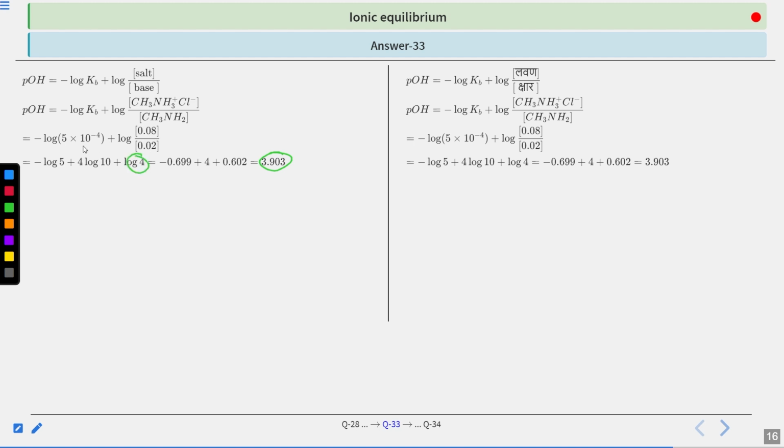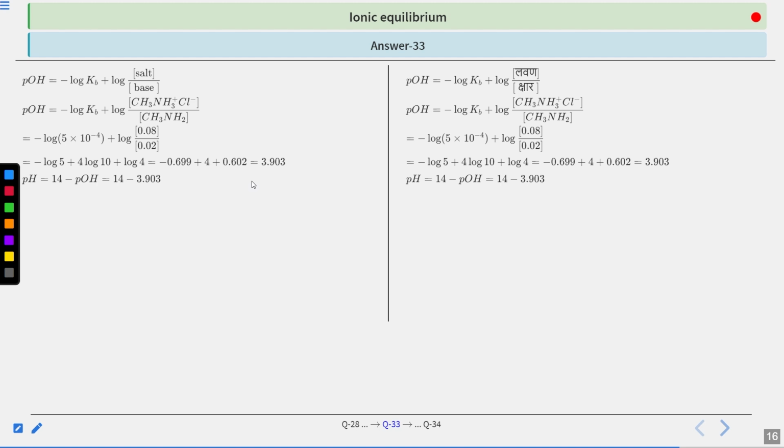Okay. Now how much will this be? Minus log 10 to the power minus 4 will be 4 log 10, obviously, and this will be minus log 5. So 4 log 10 minus log 5 plus log 4. Upon calculation, log 5 is 0.699, and 4 log 10 will be simply 4 because the log 10 value is 1, and log 4 value is 0.0602. So our answer comes out to be 3.903. Therefore, the pOH of the solution is 3.903.